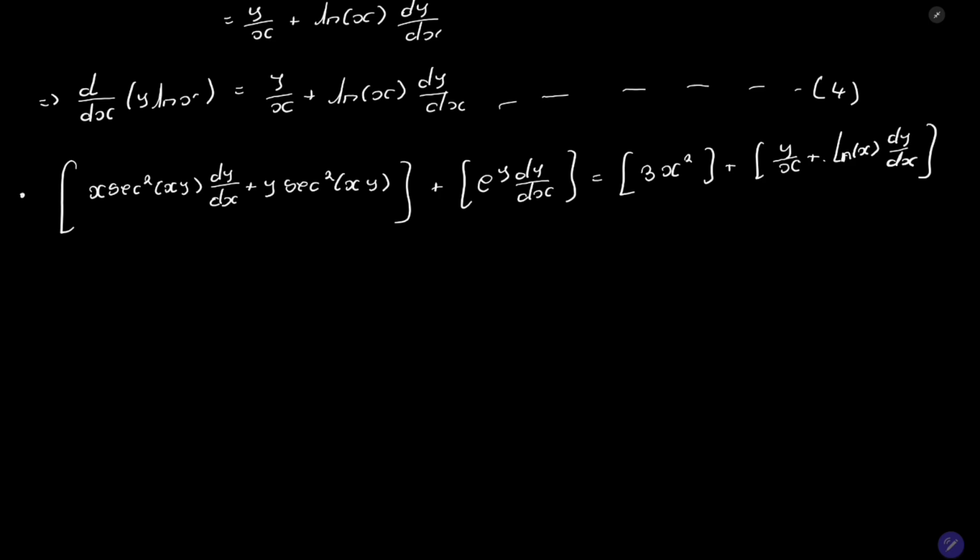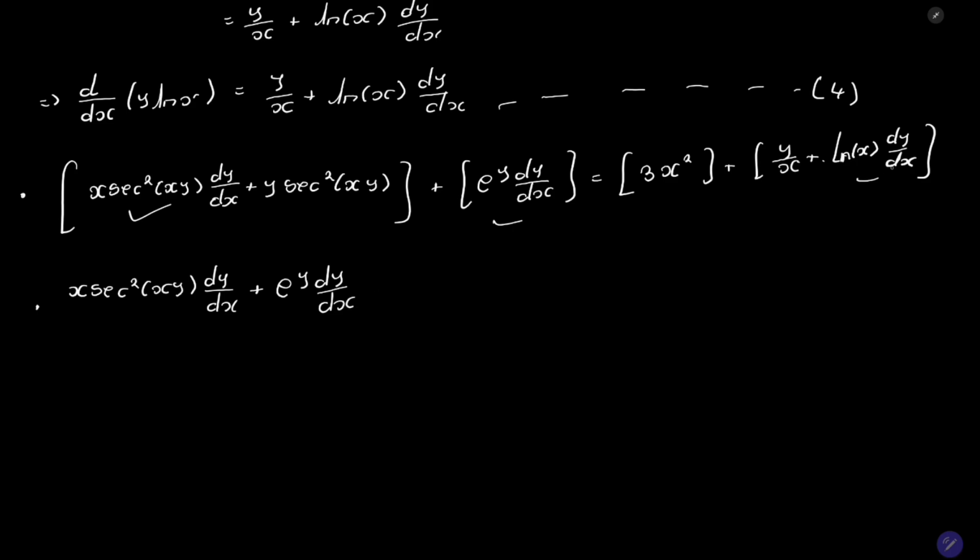So after calculating our different terms and substituting in the general equation, the next thing we need to do is use algebraic principles to find dy on dx. The first thing we need to do is move all the terms containing dy on dx to one side of the equation, making dy on dx the subject of the formula. So what is the first term? x sec squared xy dy on dx. Our next term, plus e to the y dy on dx. Our last term is on the other side.